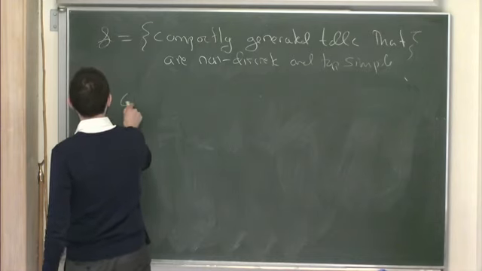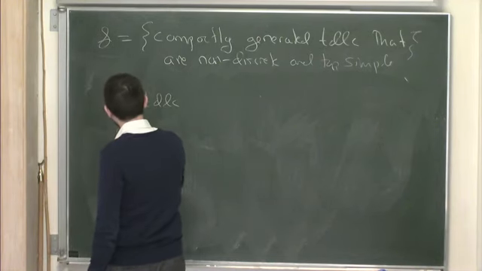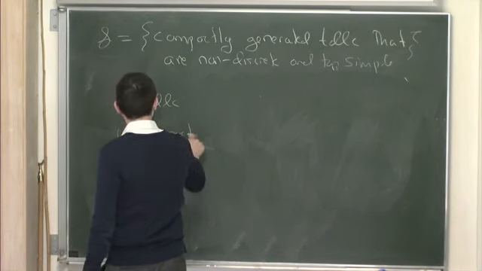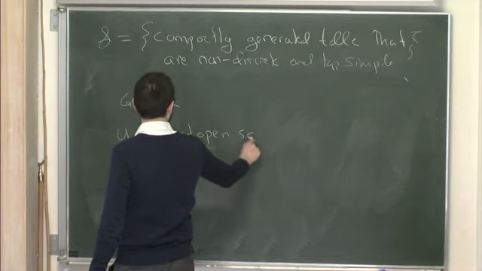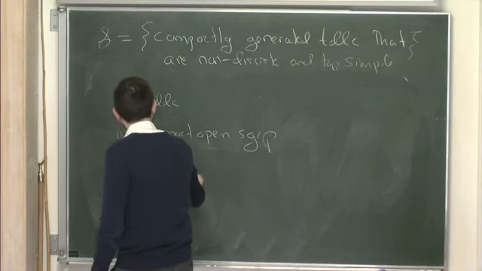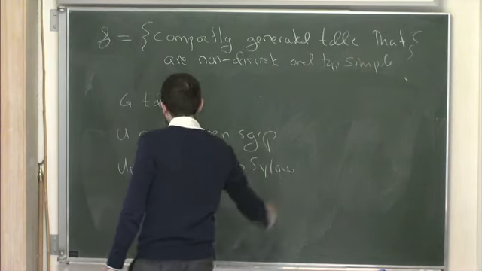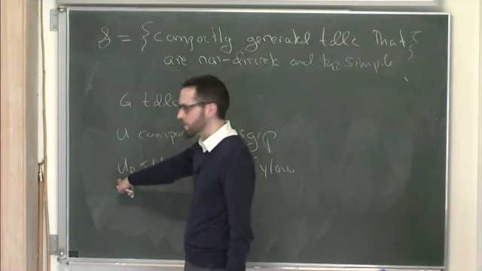So the setup is we have G, a t.d.l.c. group, and we have U some compact open subgroup, and we have U_p contained in U, a pro-p Sylow subgroup. Now, in general, this thing is very small.